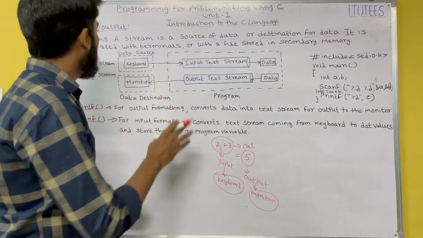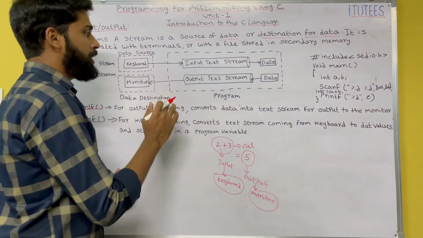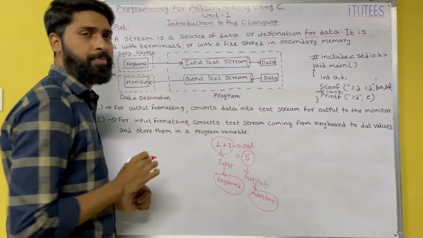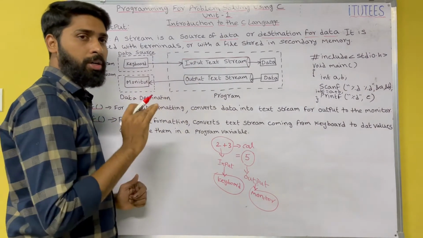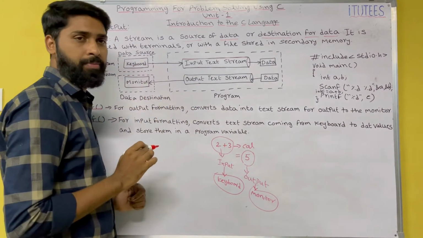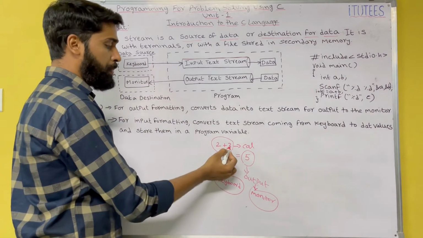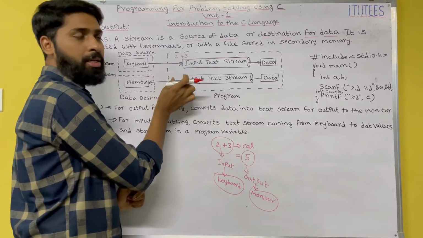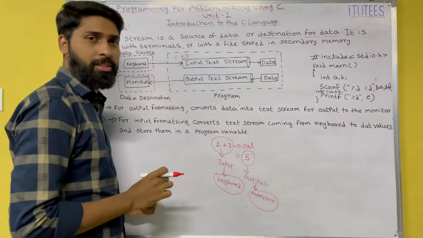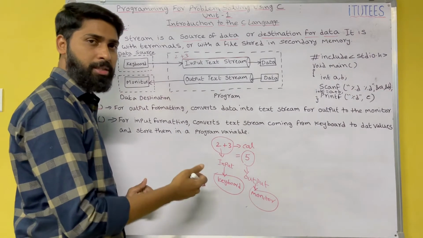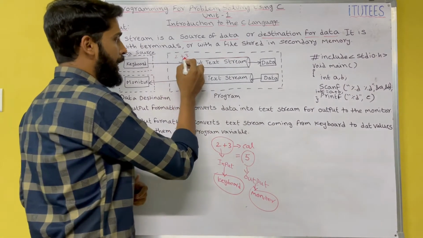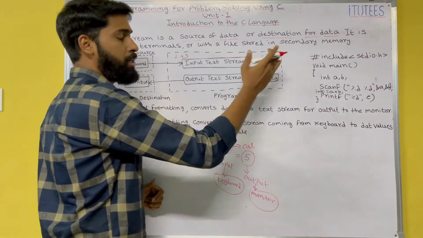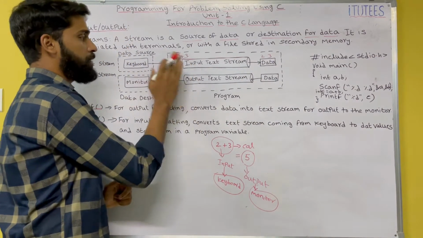Now, what is a stream? A stream is nothing but a sequence of bytes, that means some data. This data you are going to get from the keyboard. If I enter 2 plus 3, this 2 plus 3 is stored in the text stream. At this time, that is the input stream. I convert these 2 and 3 into data and store them in some variables. That is what we call the input stream.